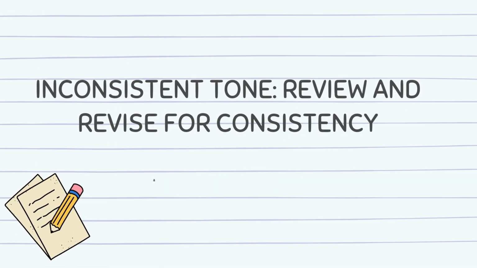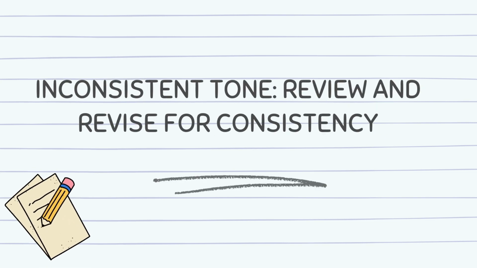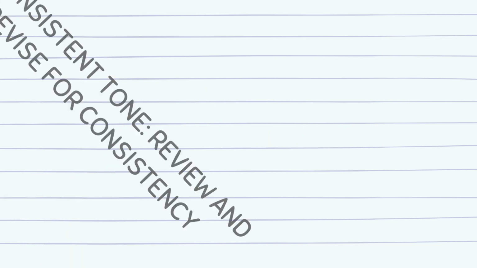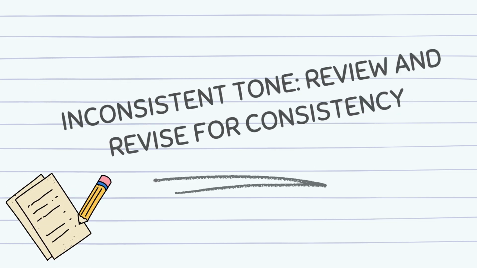C. Use editing tools to identify inconsistencies. Grammar and style-checking tools like Grammarly, Hemingway Editor, or MS Word's Editor can help detect tone inconsistencies. These tools highlight informal language, passive voice, and complex sentences that may need revision. Tip: when using editing tools, focus on suggestions that align with academic writing standards, rather than accepting all changes automatically.